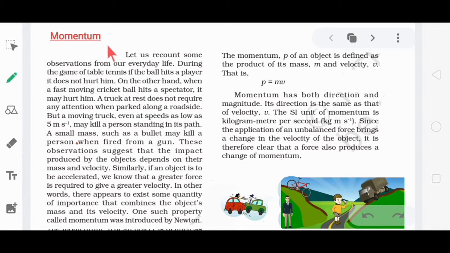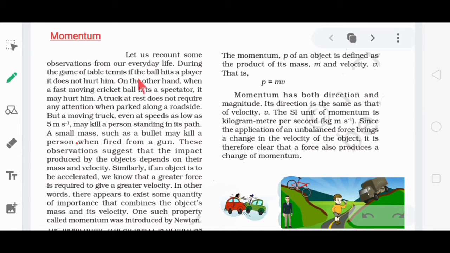Dear students, we have many examples in our life. A fast moving cricket ball hits a fielder and hurts him, whereas a tennis ball, which is light, hits a player and doesn't hurt him. Similarly, a truck which is at rest doesn't hurt anyone, whereas a moving truck hurts other bodies. A small mass, a bullet, may kill a person when it is fired from a gun.